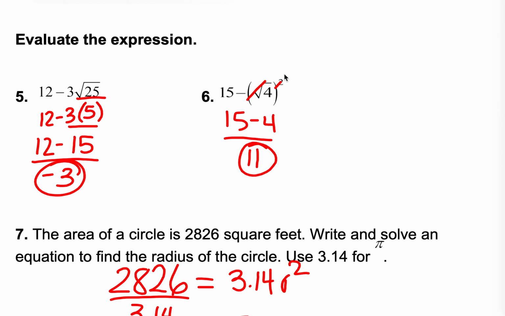For number 6, my squared and square root cancel out, gives me 4. I could have done square root of 4 is 2, and then 2 squared is 4. Gives me the same answer. And then I have to do 15 minus 4, which is 11.